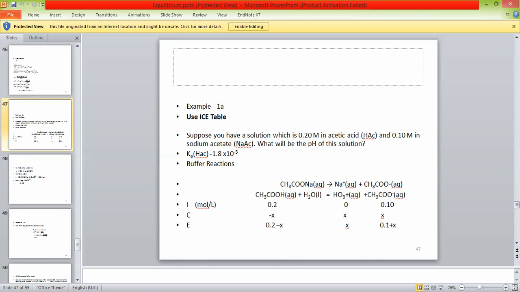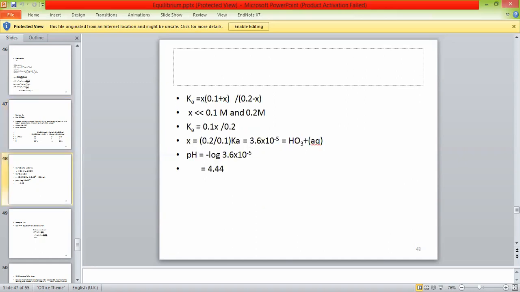Check the Ka value. The Ka value is very small, meaning the change is negligible. That simply means this is going to be equal to 0.2 and this is going to be equal to 0.1. You continue with your calculation. Therefore, Ka is equal to X times 0.1 plus X divided by that. They've said here X is very small compared to 0.1 molar and 0.2 molar. Therefore, we just consider these values. That's what this here means. So Ka is equal to 0.1 X divided by 0.2.